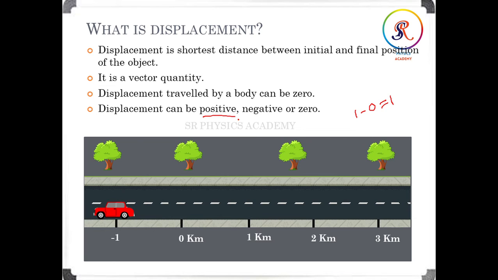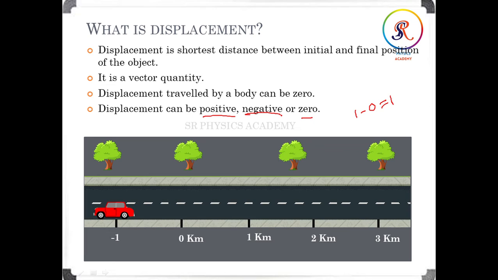Now you understood what is 0 and what is positive. When the car goes behind the starting point, behind the initial point or origin, then the displacement will be negative. For example, it starts from the origin, then it comes in reverse, so we can say that it is the negative displacement. Now it's clear what is distance and what is displacement.